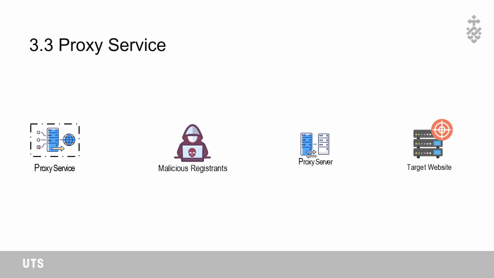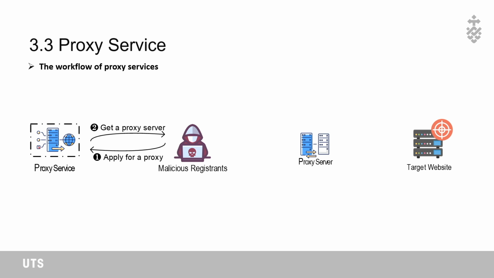Now let's look at the workflow. When the user applies for an available IP, the proxy service allocates an IP address to the user, and the user can use this IP to access the target website.